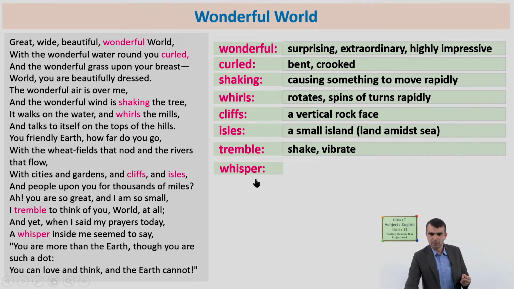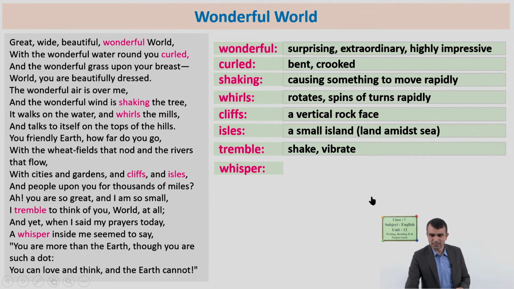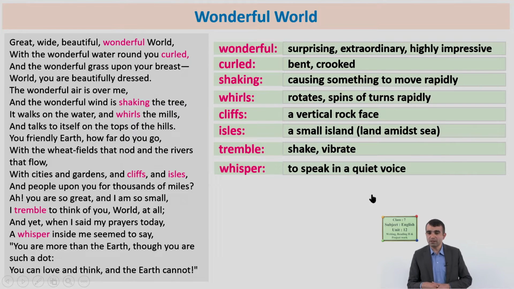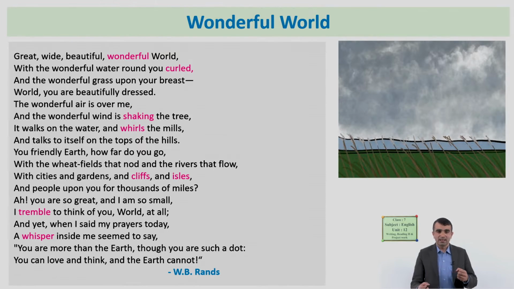Next one, whisper. What does whisper mean? The boy is whispering to another boy, into another boy's ears, saying something secretly, isn't it? It means to speak in a quiet voice. That is whisper. Clear? Very good. Now these are the words. Now let's read the poem. Let's sing. You can also sing it.